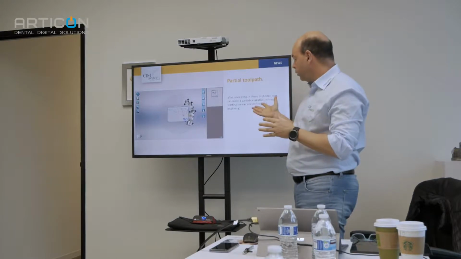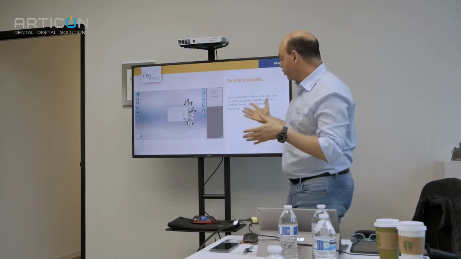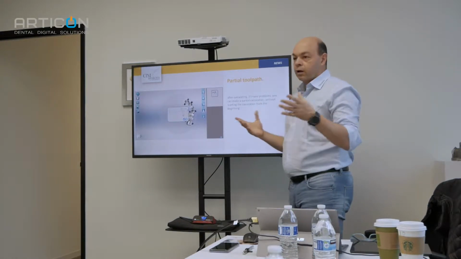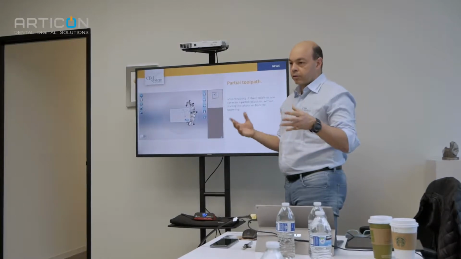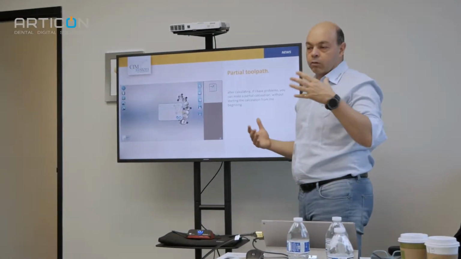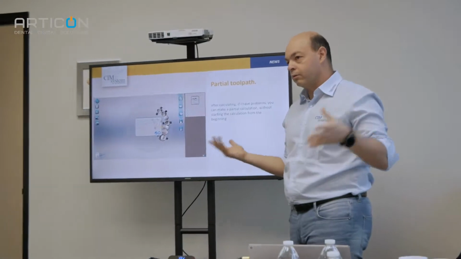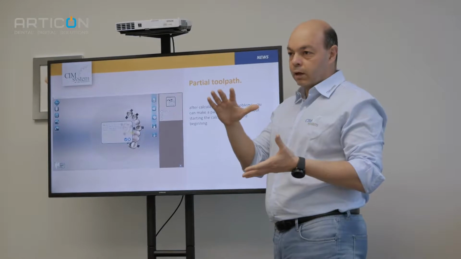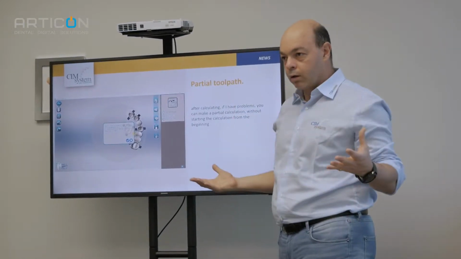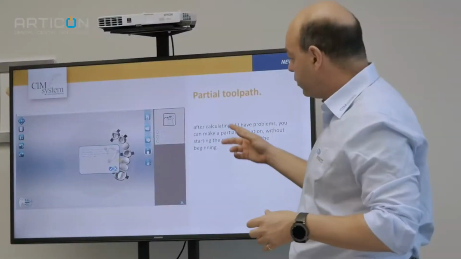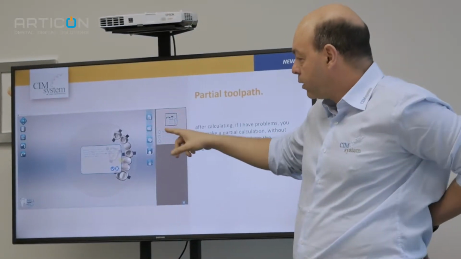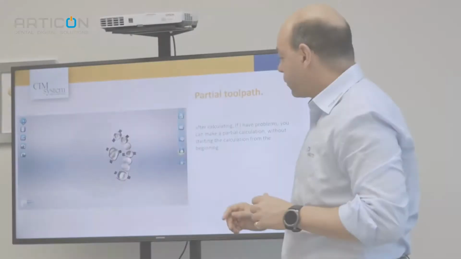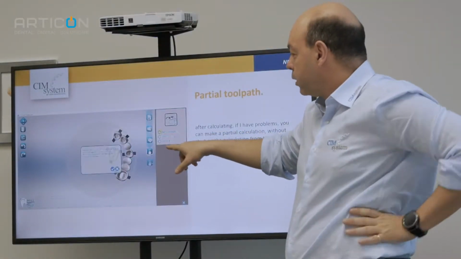For example, in version 1909, this news is for the partial toolpath. When you have a little problem with the machine because the tool is broken or the machine stopped, it's possible to send a partial part of the calculation. You don't need to send the whole project. For this, after calculation, the first time I have this option. I click on partial calculation. I can start milling.